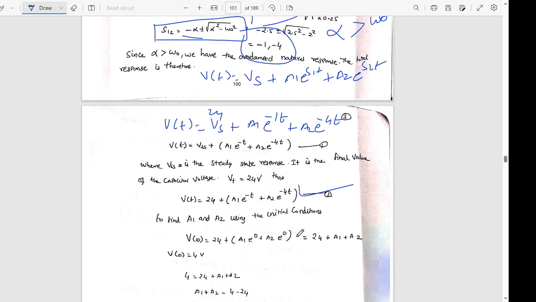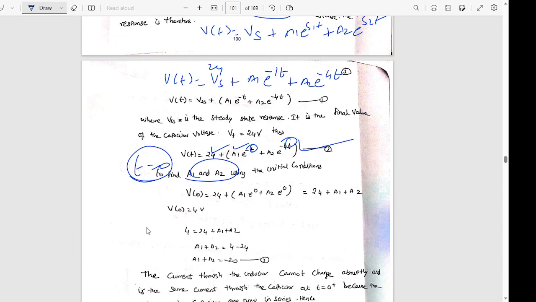In order to find A1 and A2, first substitute t equal to 0. The initial condition is to be considered for finding out the constants. So V of 0 equal to 24 will be written as it is, A1 will be written as it is, e power 0, A2 will be written as it is, and e power 0. E power 0 is 1, we get 24 plus A1 plus A2, and V of 0 is 4. So we'll get A1 plus A2 equal to minus 20.